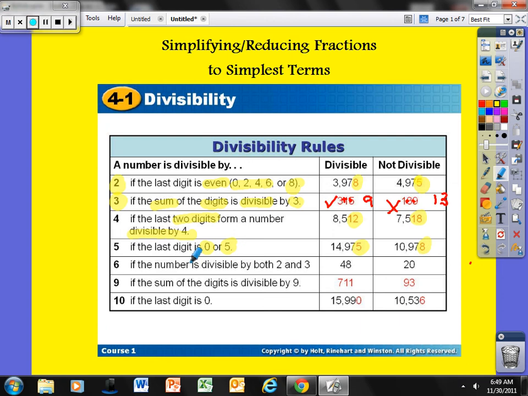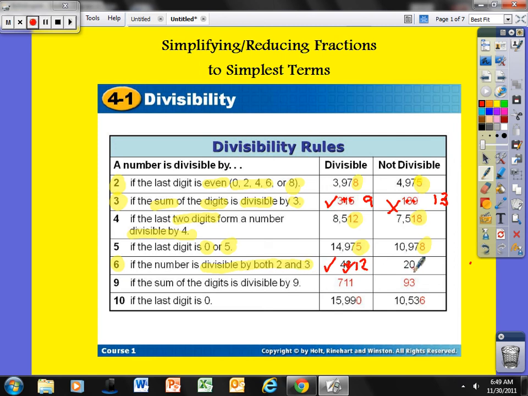Next one, 6. The rule for 6. If the number is divisible by both 2 and 3, then it works for 6. So I have to go back and see, does the number end in an even number? Check. When I add its digits, is the sum of its digits divisible by 3? Let's see, 4 plus 8 gives me 12. That works. So it works for both 2 and 3, so it works for 6.